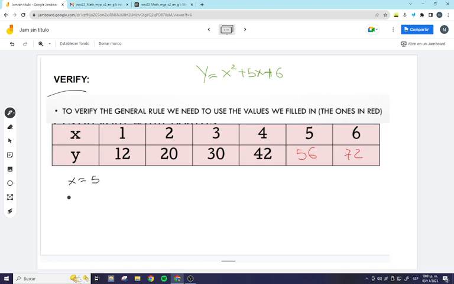So y should be x squared, so that would be 5 squared, plus 5 times x, so 5 times 5, plus 6. So 5 squared is 25, 5 times 5 is also 25, plus 6, and 25 plus 25 is 50, and plus 6 is 56. So yeah, it was verified successfully.